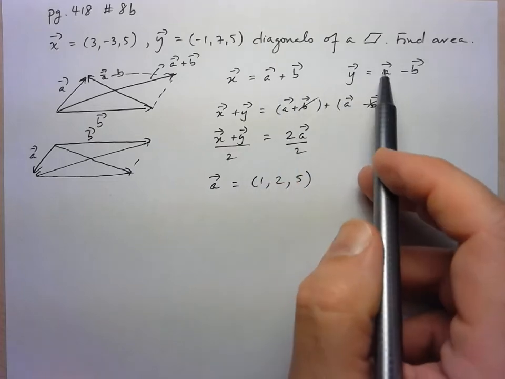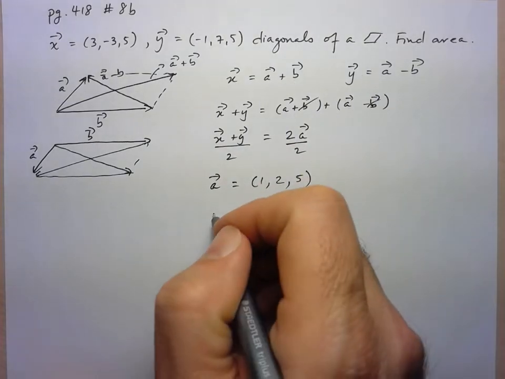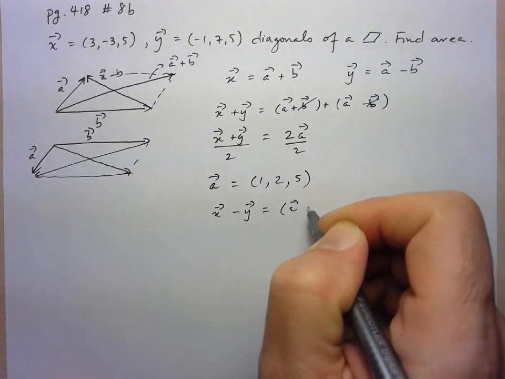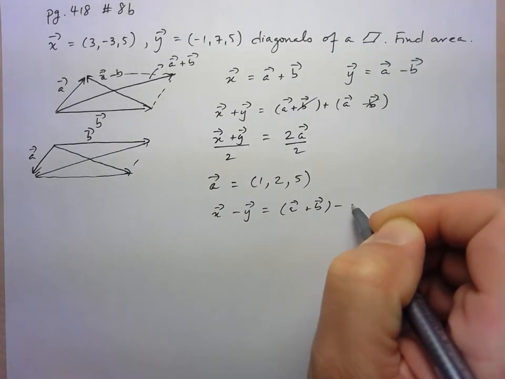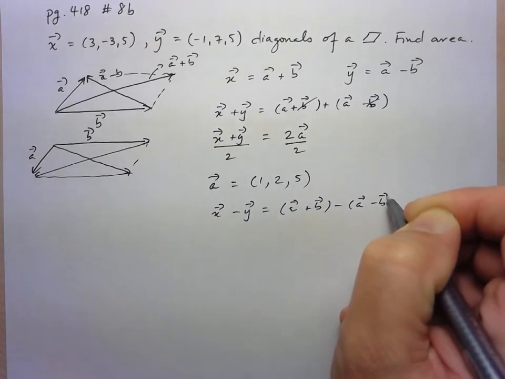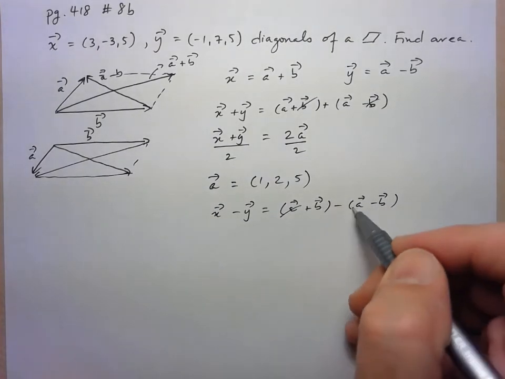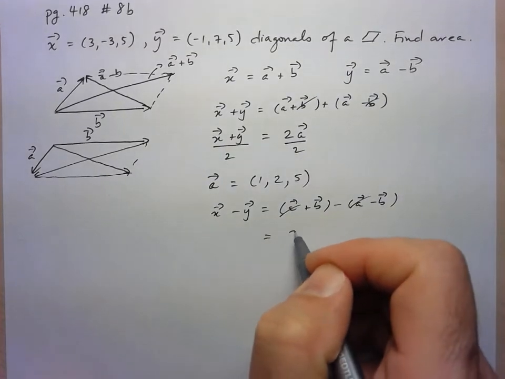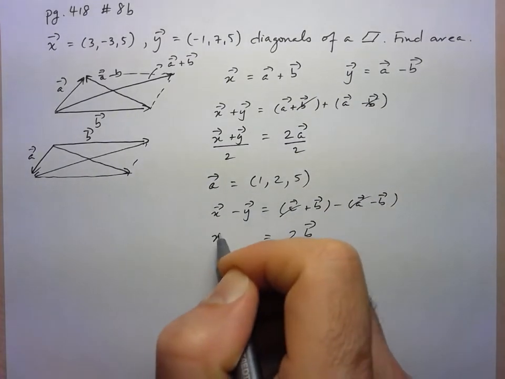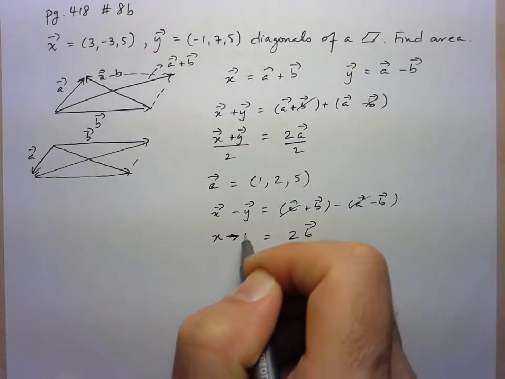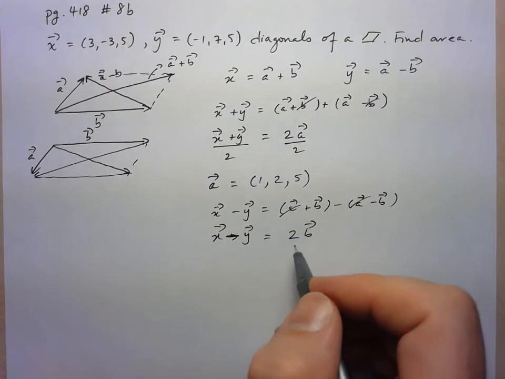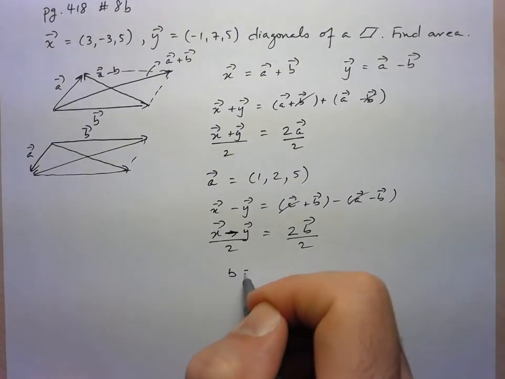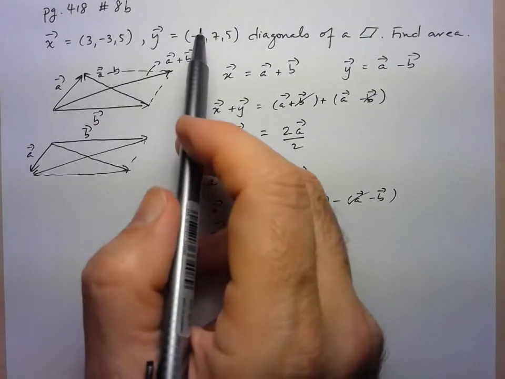If I subtract these two, let's see what happens. Vector x minus vector y, so A plus B minus A minus B. Well, here the A vectors cancel out, and I'm just left with B minus negative B. I'm just left with 2B. Oops, x minus y. And so here if I want the vector B, I just divide by 2. So the vector B is just given by the subtraction divided by 2.